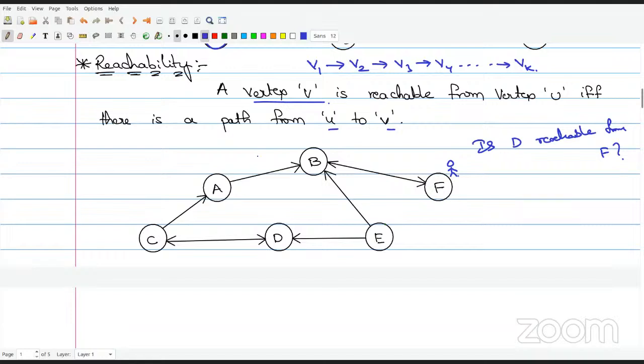Or I can define undirected using directedness: if every edge is bidirectional. So this is a bidirectional edge. In my graph, if every edge is bidirectional, then I say the graph is an undirected graph. We don't need any direction anymore, because all the edges are bidirectional. So I can remove those directions and simply draw like this, without showing any direction on the edges. An edge without direction means it's bidirectional, so I can go from B to F and F to B.